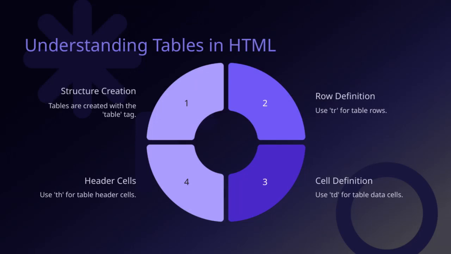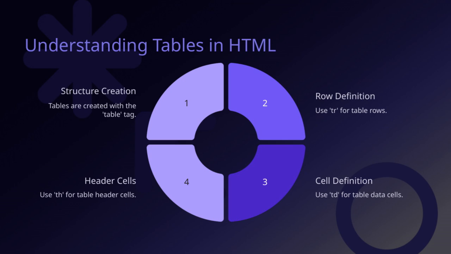Now let's take a closer look at how tables are structured in HTML. The fundamental building blocks are the table tag, which creates the overall table. Inside the table, we use tr tags to define each row. Within each row, we have td tags for the data cells, or th tags for header cells. In this example, we see a sample table with a header row that uses th cells to label the columns. The subsequent rows contain td cells with the actual data.